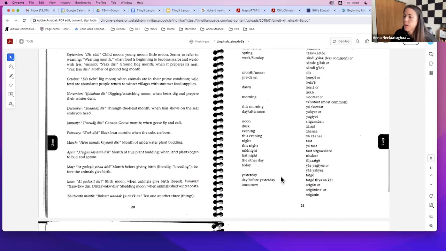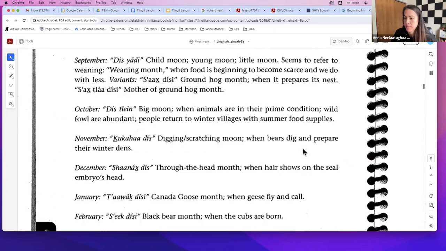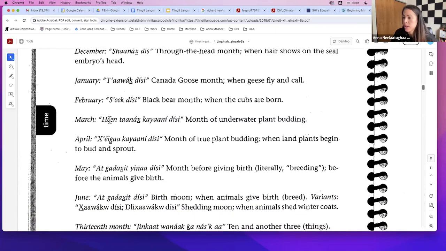But for March, okay, I'm gonna zoom in so you can see the month names. But March is Hin Tanach Kayani Disi, month of underwater plant budding. So all the aquaculture plants are starting to bloom or bud, and that's what's happening right now. So let's practice this month name, and you can unmute your mics.